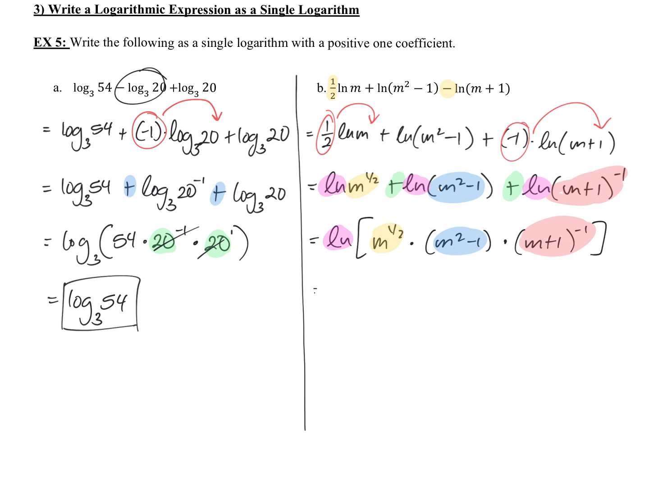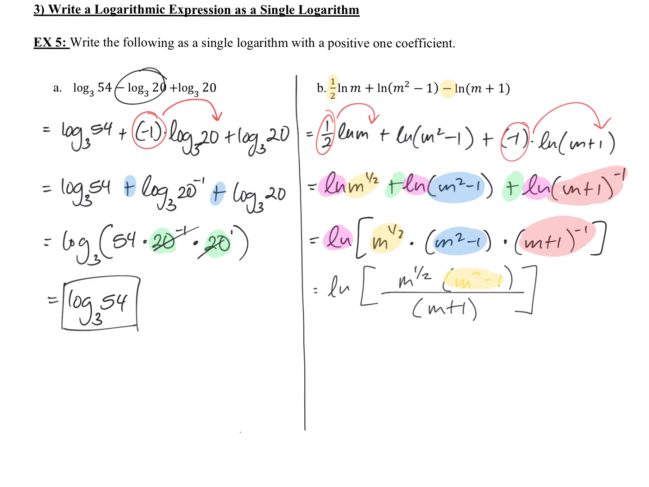So then we have the natural log of m to the 1/2 power times m squared minus 1 divided by m plus 1. There we go. My Apple Pen died for a moment, so I'm writing with my finger, which is why it does not look quite as good. So we're going to go ahead and see, can we simplify anything else?